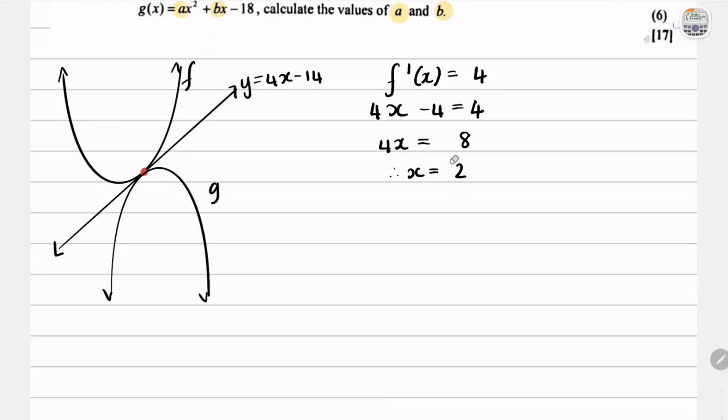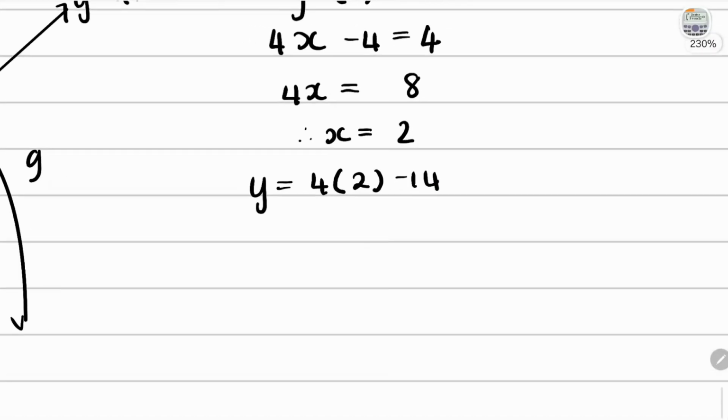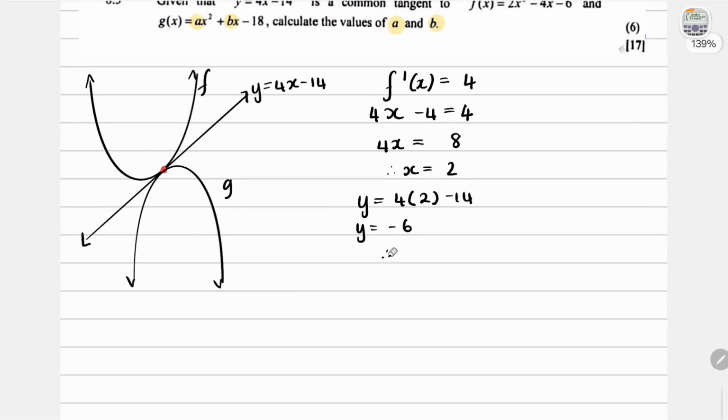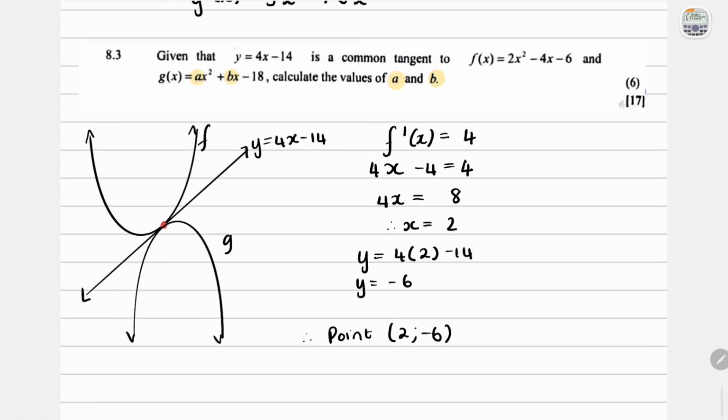And to find the y value, simply substitute this x value into this equation because it's the equation of this line, and we can see that's the point. So we have the x value. You can substitute it into the equation of the straight line to find out the y value. So y is equal to 4 times 2 minus 14. 4 times 2 is 8. 8 minus 14 is negative 6. So y equals negative 6. And so we know the point of intersection. That point is simply 2 and negative 6, and this is going to help us.